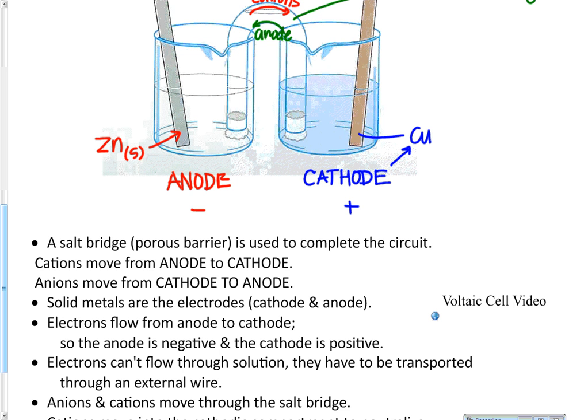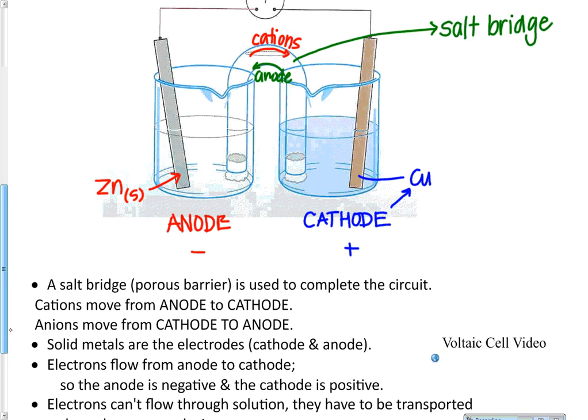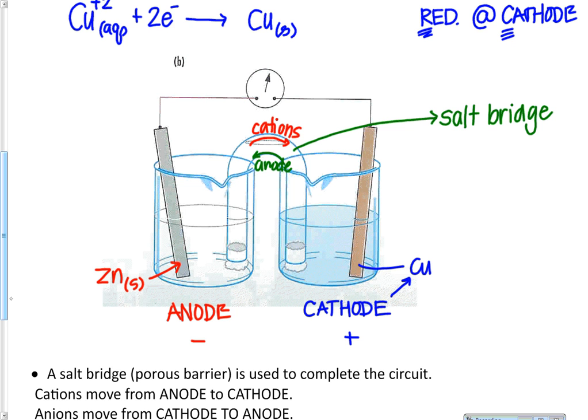Now, electrons can flow from the anode to the cathode, but they cannot flow through the solution. So they have to be transported through an external wire. Up here you just see this black little wire that's connected, and this is where the electrons are moving. Electrons are going to generate from the negative and travel towards the positive, because opposites attract.